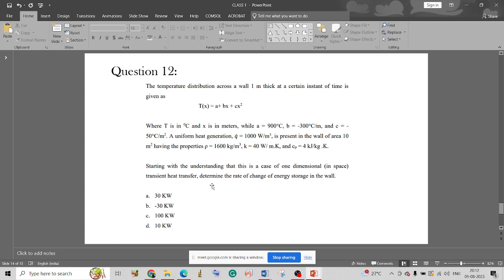We have to find out the rate of change of energy storage in the wall. So if we go with the basics, we have already understood how to find out the inflow of heat, outflow of heat, what will be the heat stored, and if the heat generation also is taken into account, we can find the change in energy storage. So just apply that basic, and the temperature distribution and every other value are given. So you calculate this. Okay.